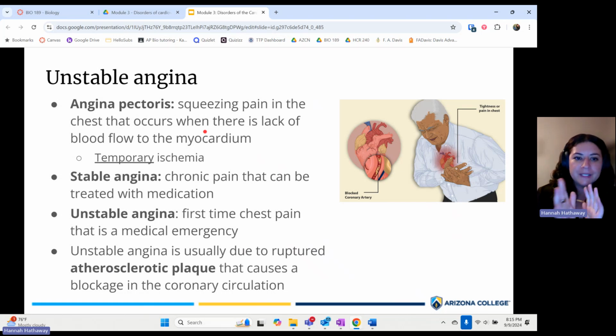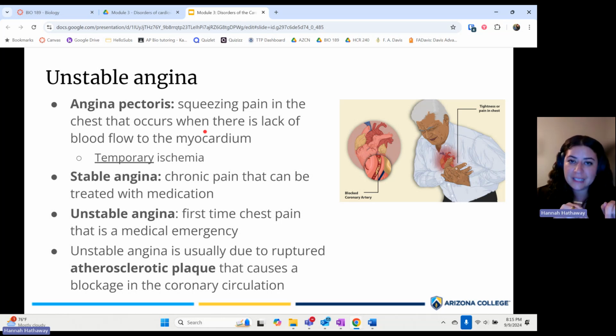So there's essentially two types of angina. Stable angina, that is someone who has bouts of chest pain, almost like attacks of chest pain. And generally that can be treated with medication. So they have it kind of under control, although it's not a great sign in general. It means that there's probably going to be additional interventions in the future, like maybe diet changes, lifestyle changes, or other things that we'll talk about more on the next slide.